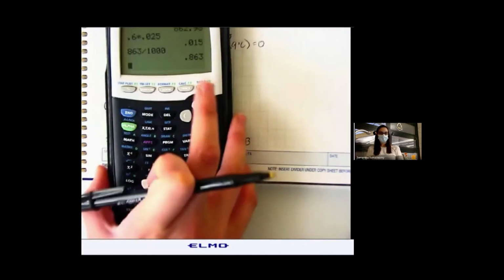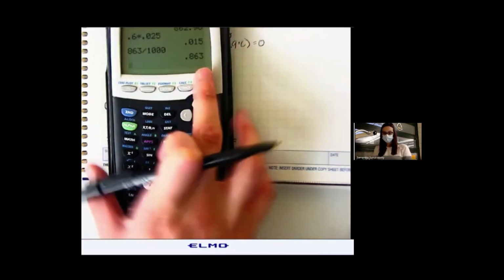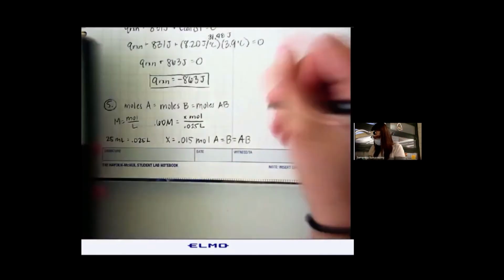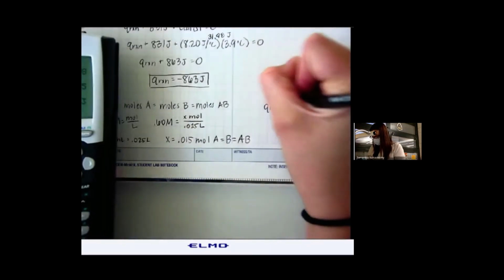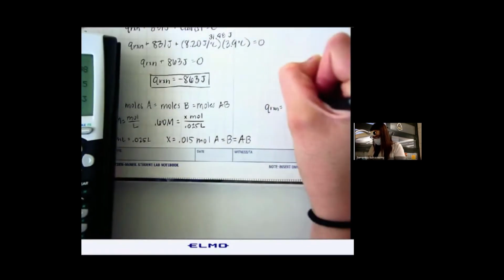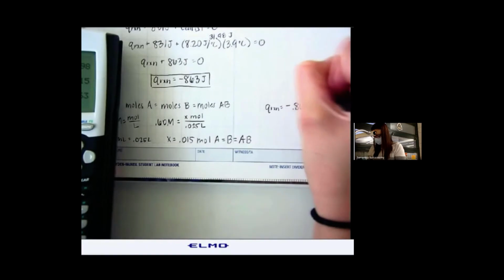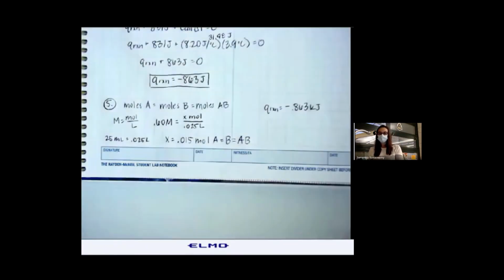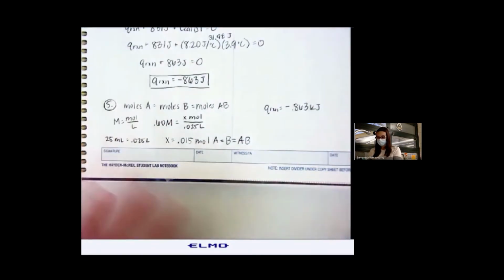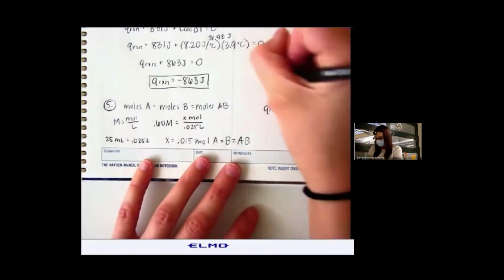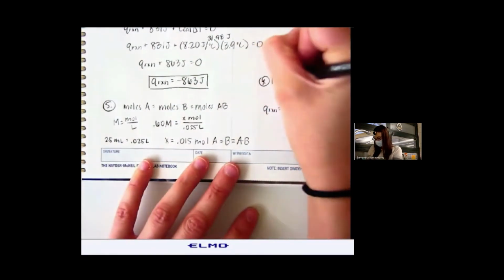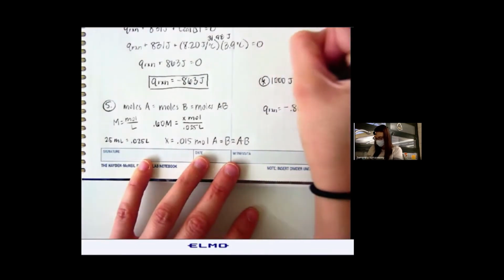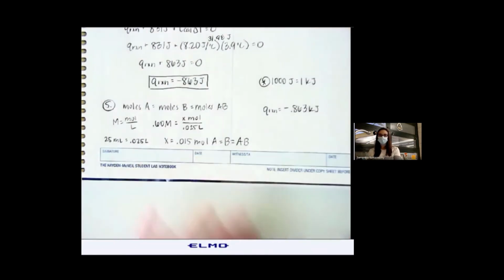All right, 0.863. So Q reaction is negative 0.863 kilojoules. I just put it in kilojoules first just to make it a little bit easier. If you're not familiar, you don't remember the conversion, 1,000 joules is 1 kilojoule.